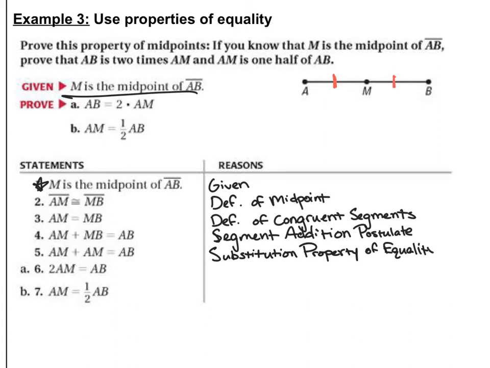So we have two things that we're trying to prove. We're trying to prove that AB is equal to 2 times AM, and that AM is equal to 1/2 times AB. So the first thing we're going to prove is number 6. And basically what we did is we took these and kind of factored them together to get 2AM, which is just a form of the distributive property. It's like the reverse of it. So instead of spreading things out, we are bringing them back together. This is the distributive property of equality.